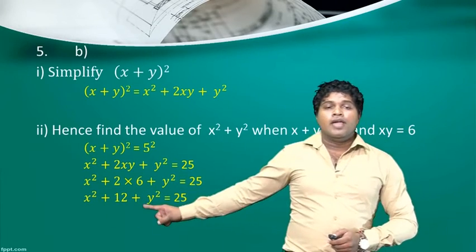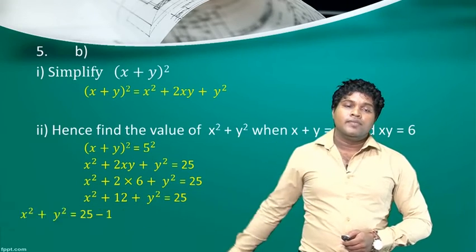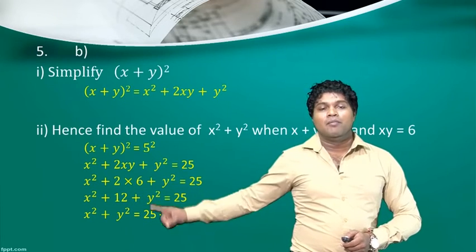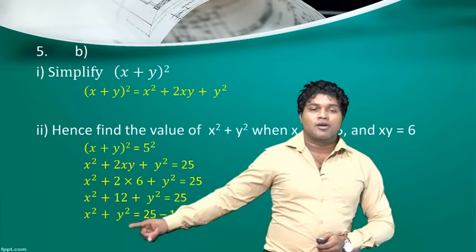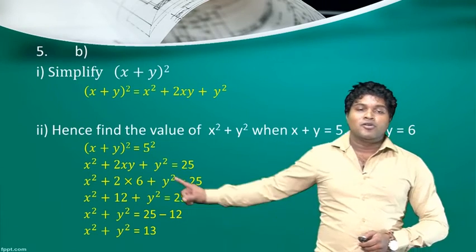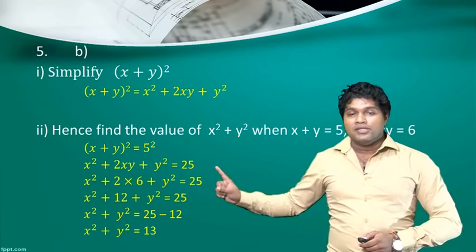With the value of x squared plus y squared, you just take plus 12 to the other side. Plus 12 to the other side will be minus 12. x squared plus y squared is 25 minus 12, which is 13. Now you have totally obtained the expression: x squared plus y squared equals 13.